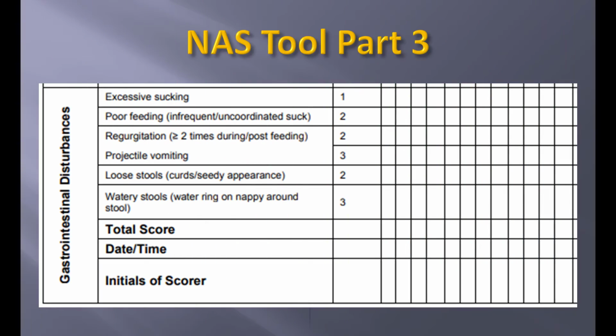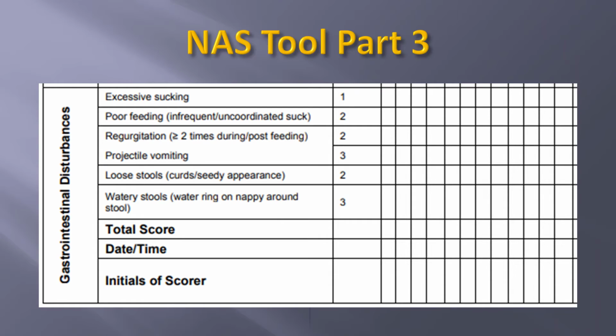Part 3 of the tool talks about gastrointestinal disturbances. This is unfortunately part of the baby's big irritability. They have excessive sucking. Because of this, it's very easy to want to overfeed them. But remember the normal amount of volume that a newborn is supposed to receive. If they have poor coordination and they can't eat, they're going to get a higher score. But if you overfeed them and they have regurgitation, projectile vomiting, they're also going to get scores for that. Loose and watery stools are also going to give them increased scores.